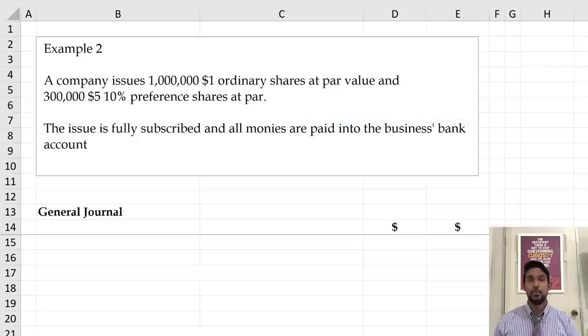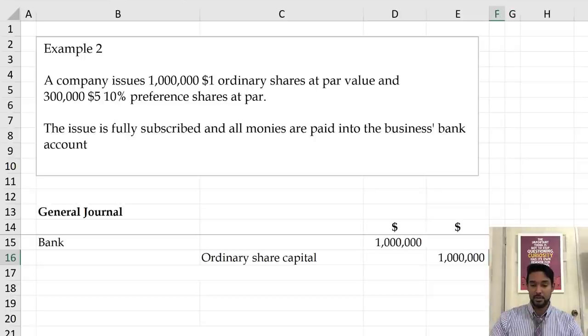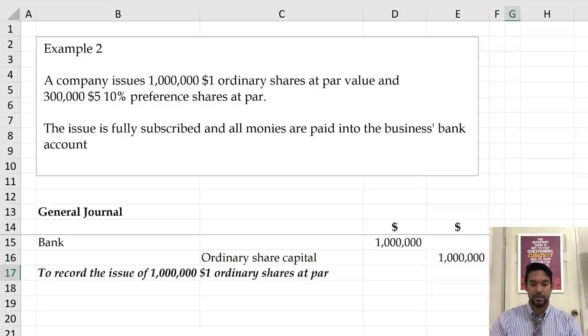Okay? So I'm going to record the ordinary shares separate from the preference shares. And then I'm going to show you what we call a compound entry, putting both entries together to save on some time and space. So once again, let's do ordinary shares. You have 1 million shares at $1 each. So into bank, we have $1 million coming. Bank is an asset. We debit it when it increases. The money came from ordinary share capital at par, $1 million. All right, narration to record the issue of $1 million, $1 ordinary shares at par.